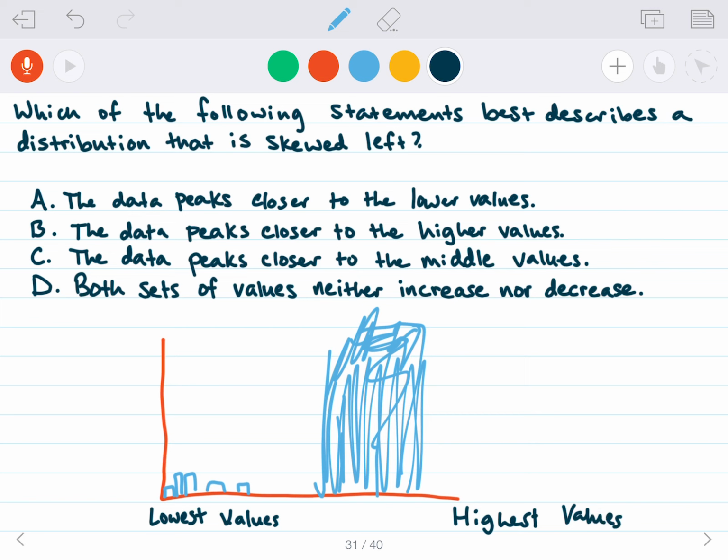So based on my beautiful picture and this idea, which of the choices is correct? Well, the data peaks closer to the lower values. Well, that's not going to be true, right? Because the data is peaking towards the higher values, right? So that's going to be our choice B right here.